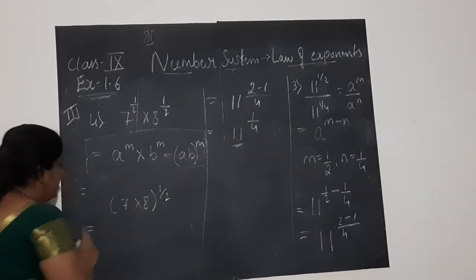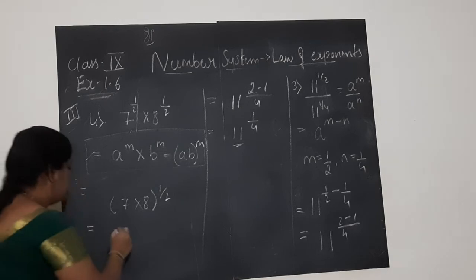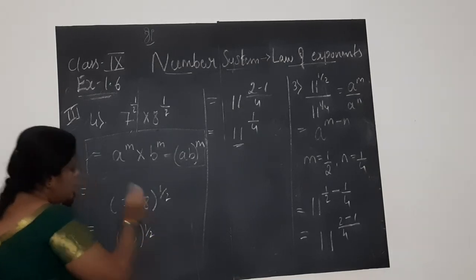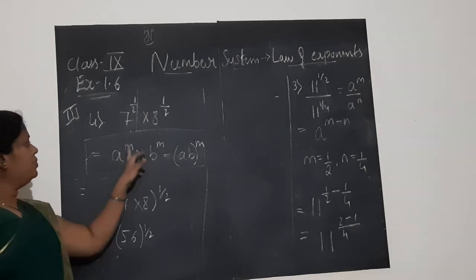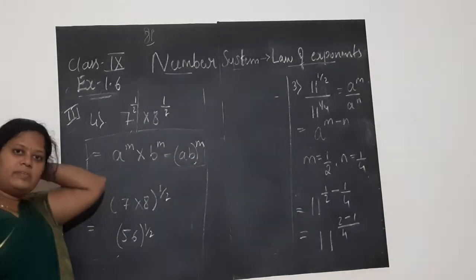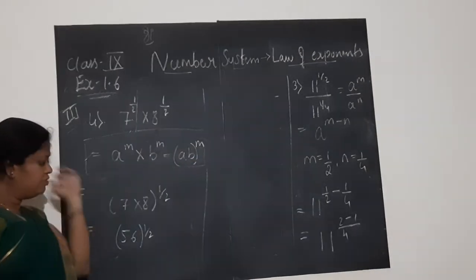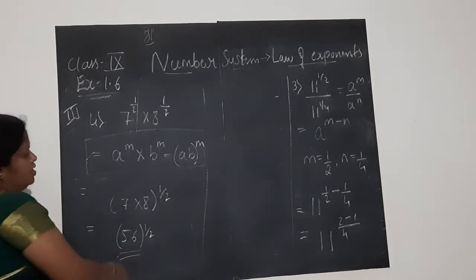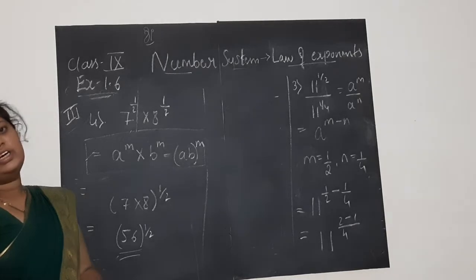Now 8 sevens are 56. 56 to the power half we got. So children, a power m, b power m, ab to the power m. So 7 into 8, 56, 56 to the power half. That's it. So this is how we simplify the given.